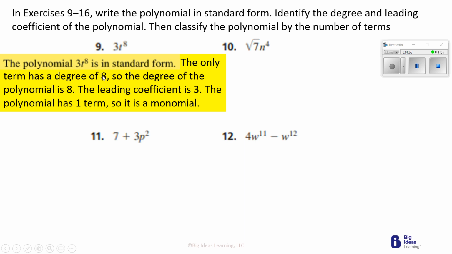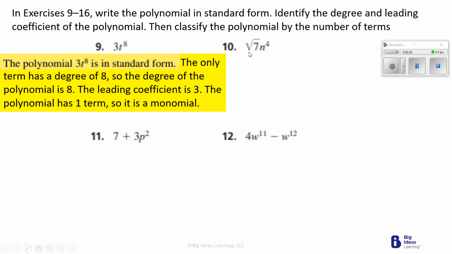It's to the 8th degree. The coefficient is 3, like I said, what was in front. And the polynomial has 1 term, so it's a monomial. Over here, once again, we have a monomial. There's only 1 variable here. The degree is to the 4th power.